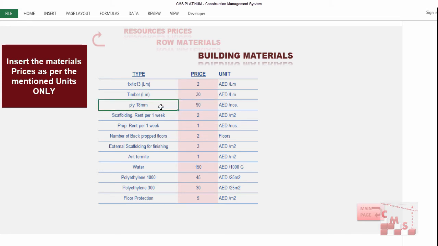Here is the plywood, the 18 milli plywood for the horizontal and vertical concreting elements. We'll put the price here per number. Here you'll put the price of the scaffolding rent per week. How much you will pay for each square meter per week for the scaffolding. The same you will put also for each number of the back props or the jacks, which can be used also as a support or back propping for the slab after removing the main scaffolding or the main shutter.